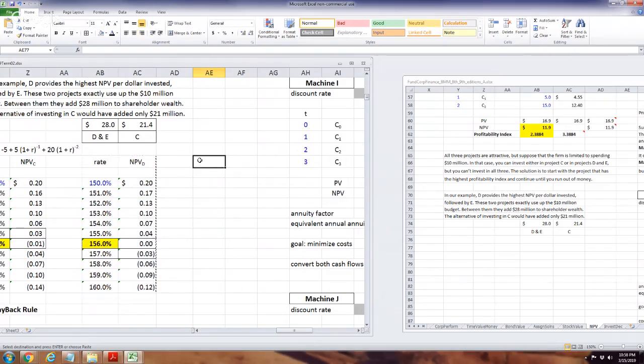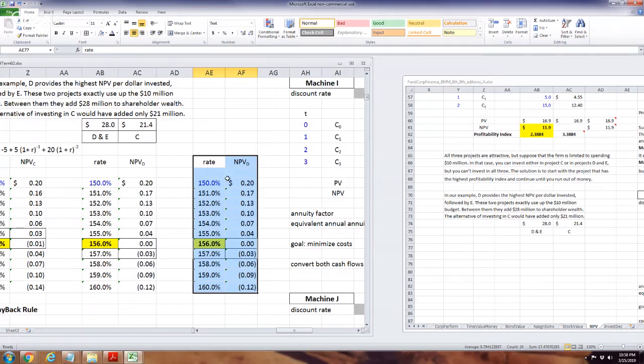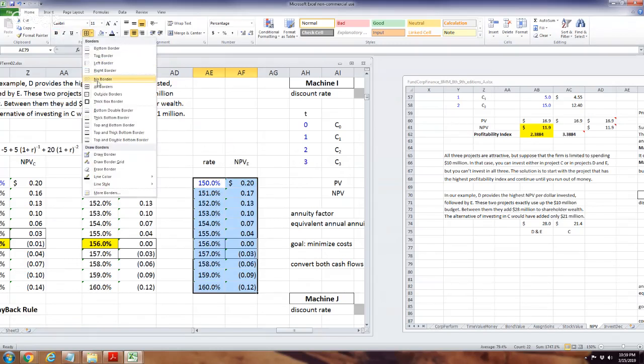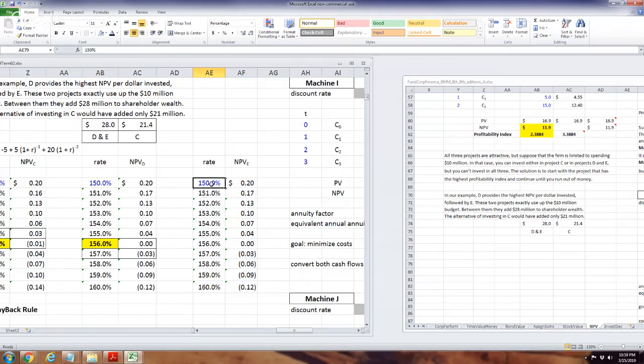Copy this stuff, drop it in there. This is E. Here's what that is. And like I said, clear out all the bolds. You don't need a bold. You don't need a fill. You don't need any borders for the time being. Right? You still want to start these at 0.